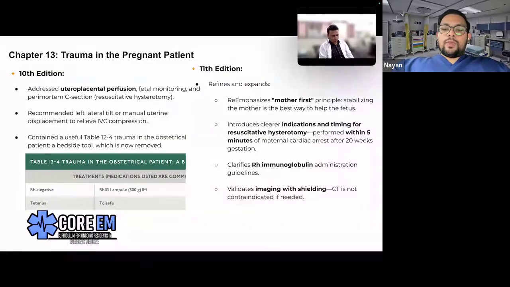No major difference. And it clarifies the RH immunoglobulin administration guidelines. And also, CT is not contraindicated if it is absolutely needed. So that's what they are validating now. So you can read up on it clearly.